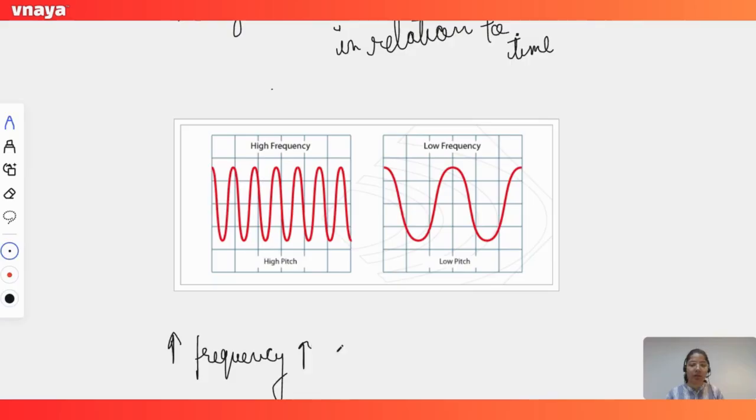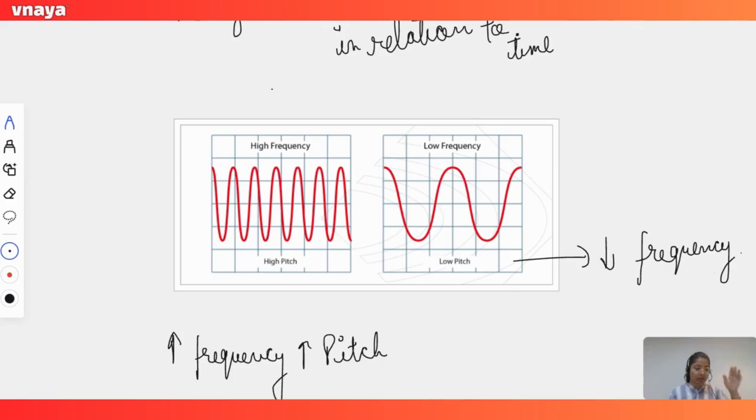So it will be a high pitch. But if it has a lower frequency, like in the picture over here, low frequency, it means the thing you tap or apply force on will vibrate slowly, and we hear a very low pitch sound. Low pitch.